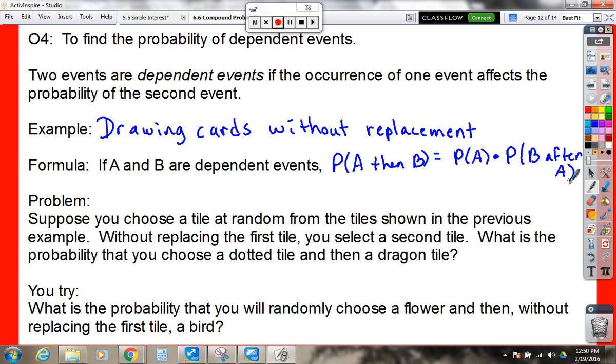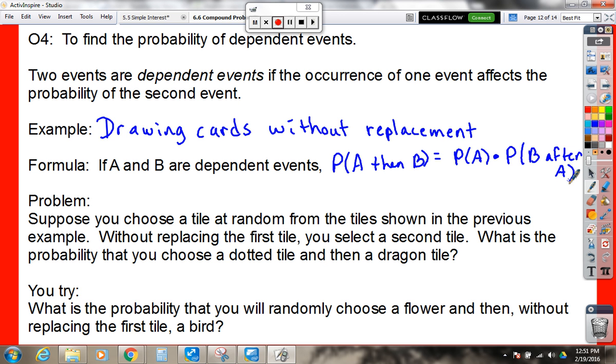Okay, so here's our problem. This will help it make a little more sense. Suppose you choose a tile at random from the tiles shown in the previous example. So in your notes, you can see the slide with the Mahjong tiles there. Without replacing the first tile, you select a second tile. What is the probability that you choose a dotted tile and then a dragon tile? So we're just going to be multiplying the two probabilities.